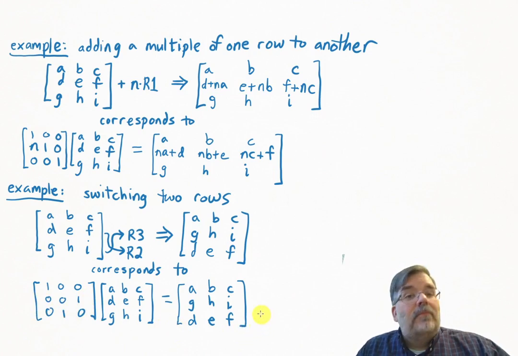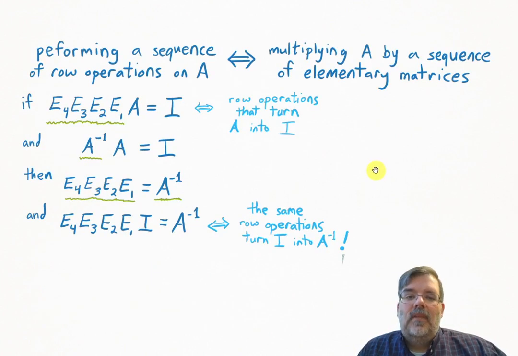All right, so the key idea in these examples is row operations are interchangeable with matrix multiplications. And again, this is the key idea we're going to need in deriving a process to calculate an inverse matrix.